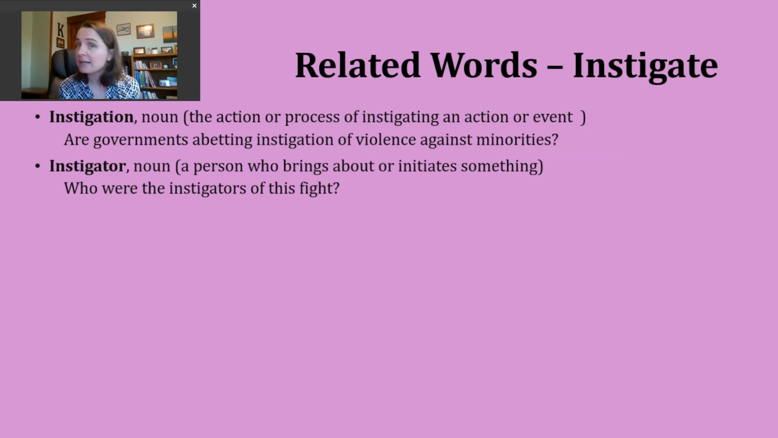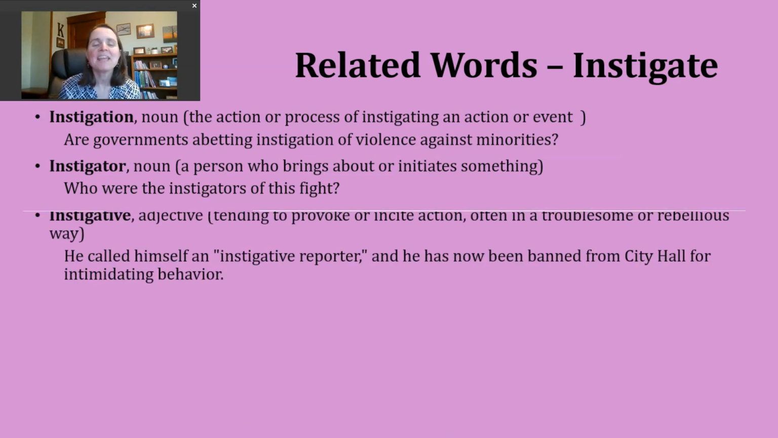An example of how you might hear this used could be, who were the instigators of this fight? I feel like I heard a teacher or two say that as I was growing up, right? They wanted to know who started it. The last word we'll talk about is the adjective instigative. This means tending to provoke or incite.